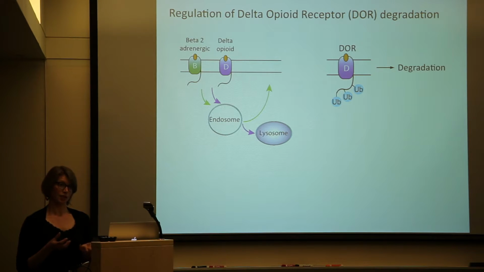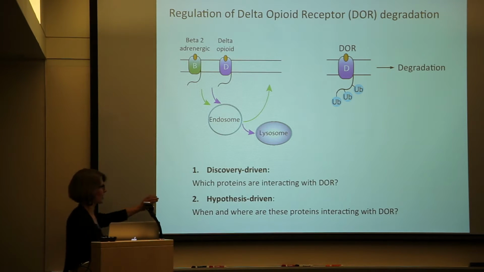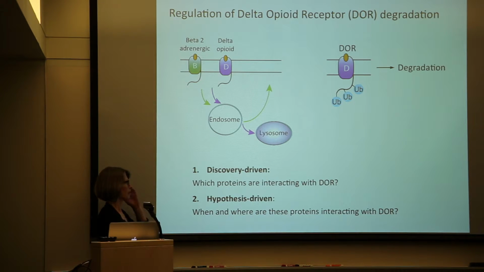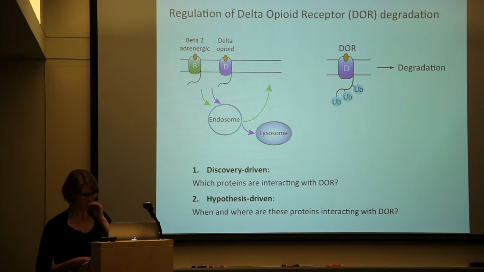So now we start with a different question if you think about discovery and targeted proteomics, because we don't know the proteins that interact with DOR. So the first question that we need to answer is a discovery-driven question. We need to know which proteins are actually interacting with DOR. And the second question is then again hypothesis-driven, as we did it with the beta-2 adrenergic receptor. We want to know when and where are these proteins interacting with DOR, because this will provide us some information about the function of these proteins.